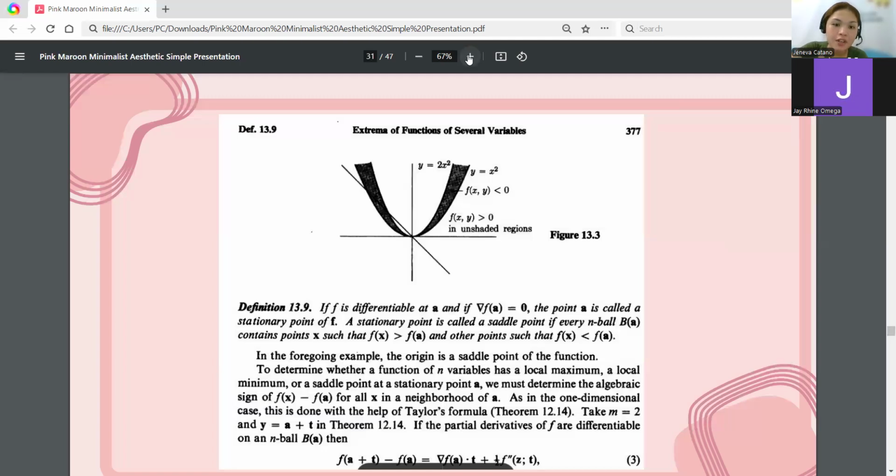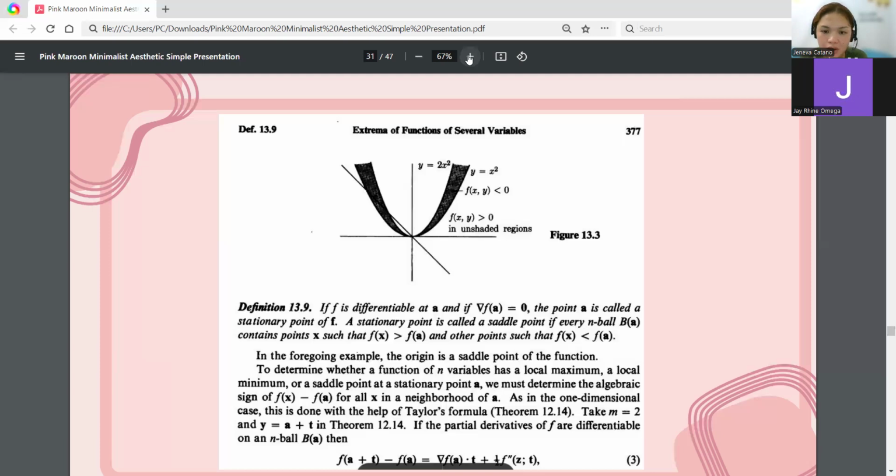In definition 13.9, if f is differentiable at A and the gradient of f is zero, the point A is called a stationary point of f. A stationary point is called a saddle point if every n-ball B of A contains points X such that f of X is greater than f of A, and other points such that f of X is less than f of A. In the foregoing example, the origin is the saddle point of the function.